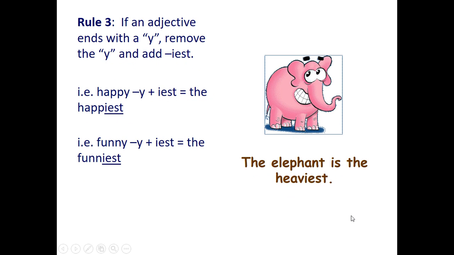Rule number 3, again, whenever you have a 2-syllable adjective that ends with a Y, you've got to chop off that Y and put an I and then EST. So again, I have the word happy, 2 syllables. It ends with a Y, so chop that Y off and put an I on it before you add the EST to be happiest. Here's the word funny, 2 syllables. Chop off that Y at the end, put an I on before you add the EST. You would say that is the funniest.